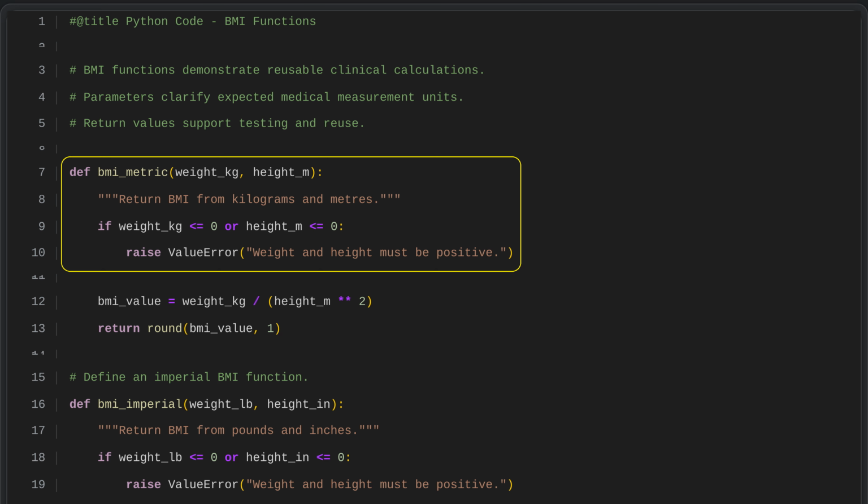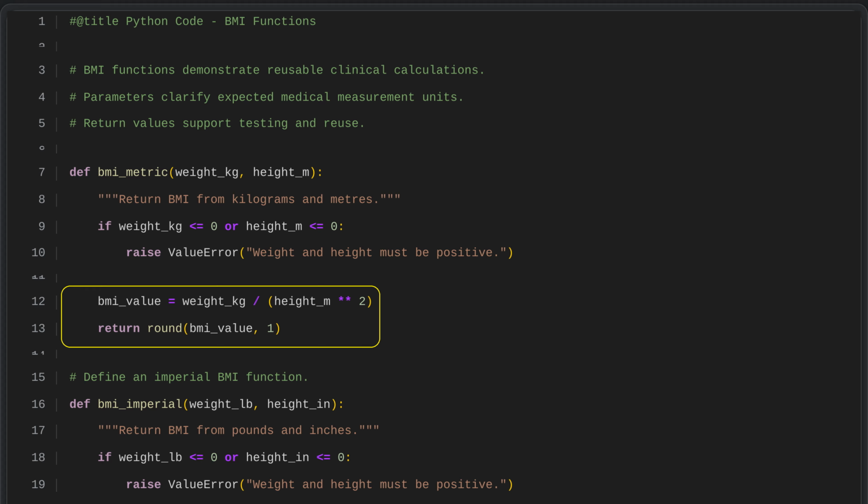The BMI metric function calculates body mass index from weight in kilograms and height in meters. It first checks that both values are positive, raising an error if either is 0 or negative. It then divides the weight by the height squared and returns the result rounded to 1 decimal place, making the BMI value concise, consistent, and easy to read.